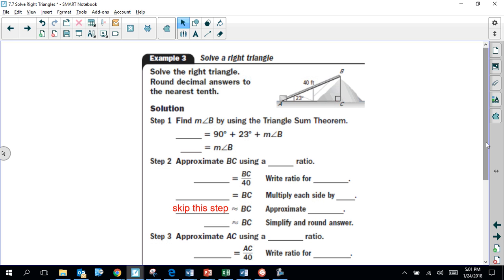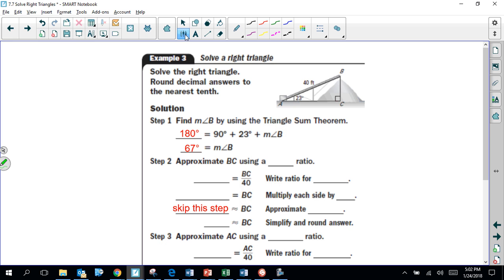Now the easiest thing to do is actually find the missing angle first. We can just use the triangle sum properties to find the measurement of the missing angle. We can say, oh, well, one angle is 23. The two acute angles have to be complementary to each other, so the other one has to be 67. Here they're using all three angles as opposed to just the two acute angles, but either way, we still get 67 degrees.